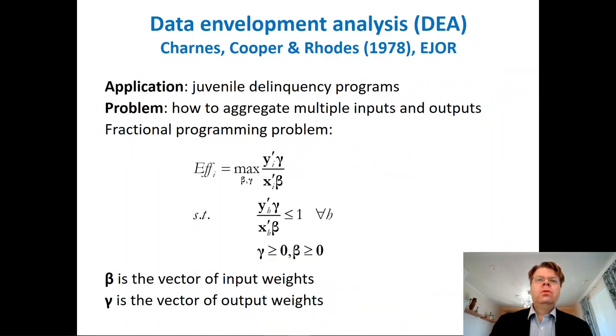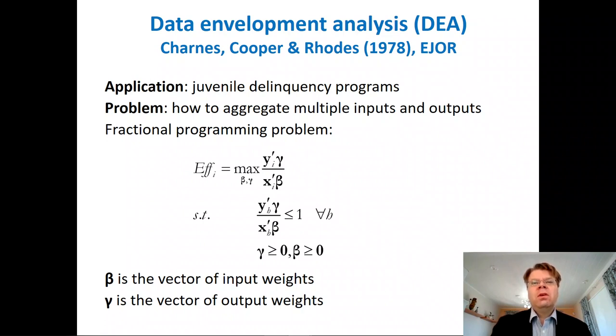So, to go into DEA, let us go back to the foundational article by Charnes, Cooper and Rhodes in 1978, which coined the term DEA and introduced the linear programming formulations that we are using today. As background, it's interesting to note that the motivation for Charnes, Cooper and Rhodes came from a real-world application to juvenile delinquency programs or program follow-throughs. For the purposes of our understanding, we can think about the units under evaluation as schools.